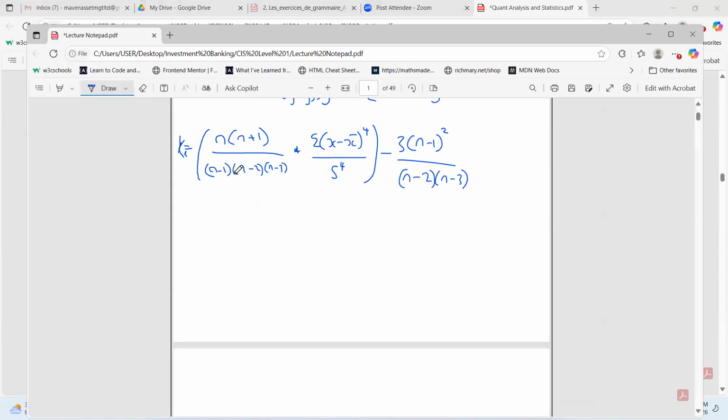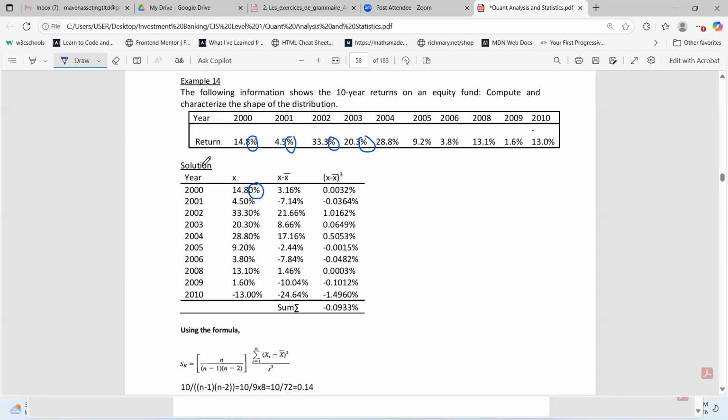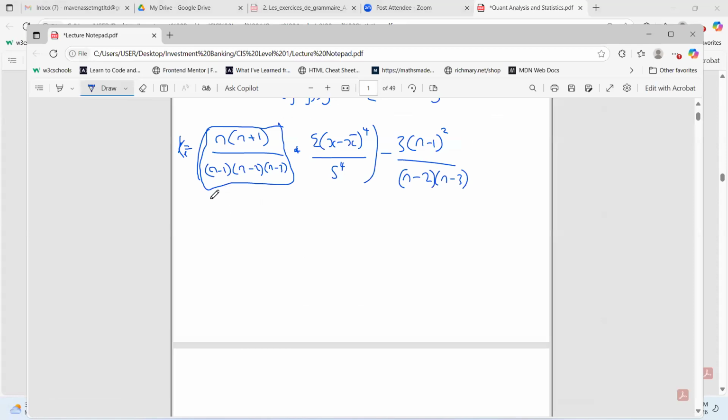What are the things we need to put in place here? N. What is the value of our N? Or better still, let's take it one by one to make the work easy. I want to take this bit first. So from the question, what is our N? 1, 2, 3, 4, 5, 6, 7, 8, 9, 10. So let's input 10 in here and see what this gives us. This will be 10 into 11 divided by 9 times 8 times 7. Are we clear? Please just resolve this on a calculator and give me a final answer quickly.